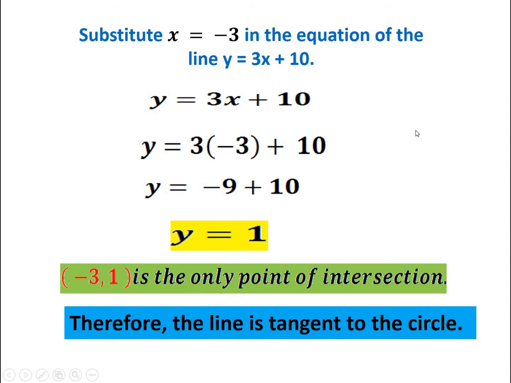When we have the value of x, which is negative 3, we substitute that into the equation of the line, which is y equals 3x plus 10. So in here, we have the equation of the line, y equals 3x plus 10. Then the value of x here is negative 3. We substitute that value. So it will be positive 3 times negative 3. We have negative 9. Then copy 10. Then simplify. We have negative 9 plus 10. It is 1. So therefore, y equals 1. Negative 3, 1 is the only point of intersection. Therefore, the line is tangent to the circle.